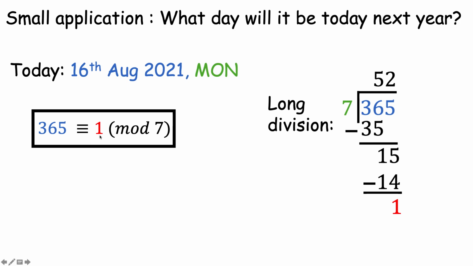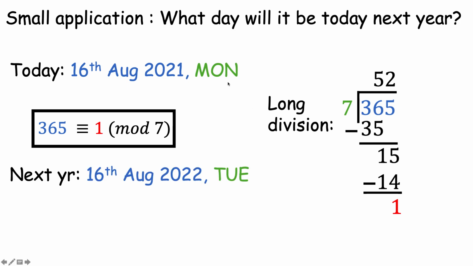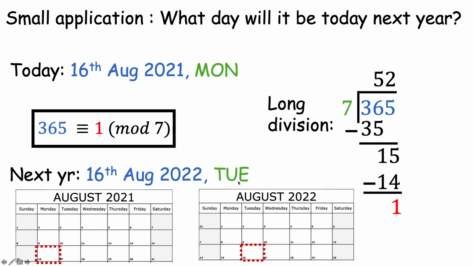And so this 1 means that there is a certain number of weeks hidden between 16th August 2021 and 2022, and then 1 additional day. And this 1 additional day takes it from Monday to Tuesday in the next year. To verify this, we look at the calendar of 2022 to see that indeed August 16th of 2022 lies on a Tuesday.